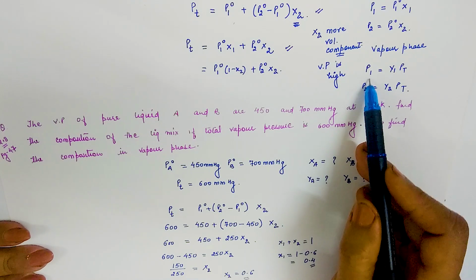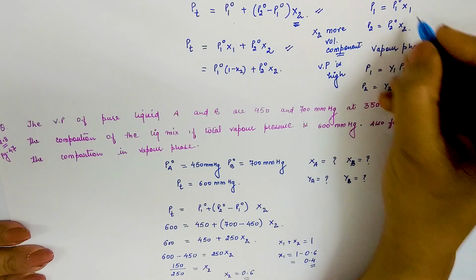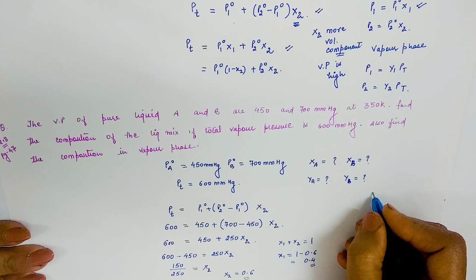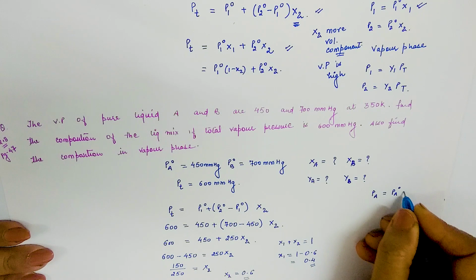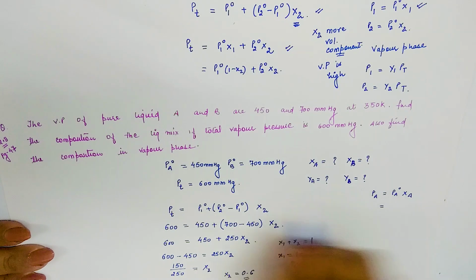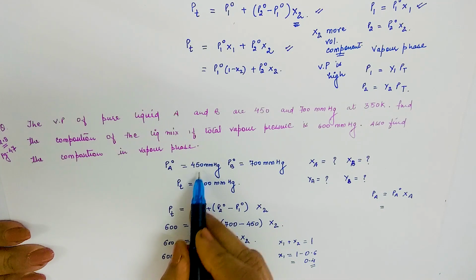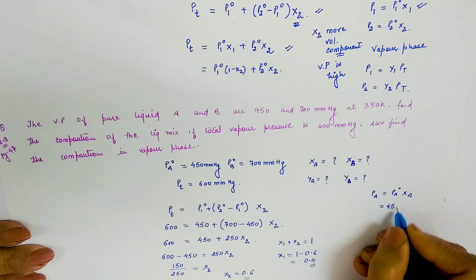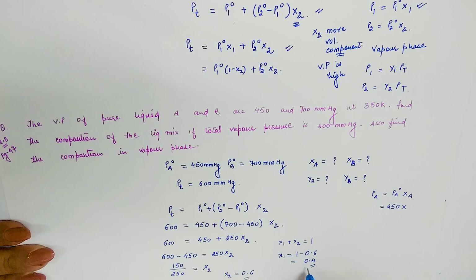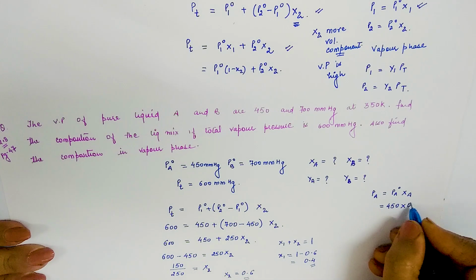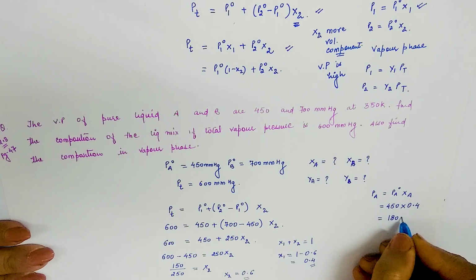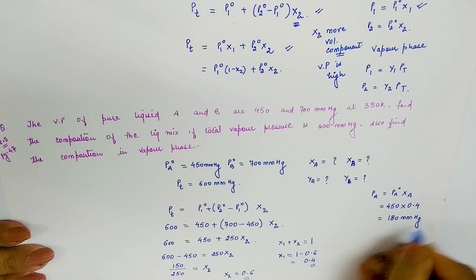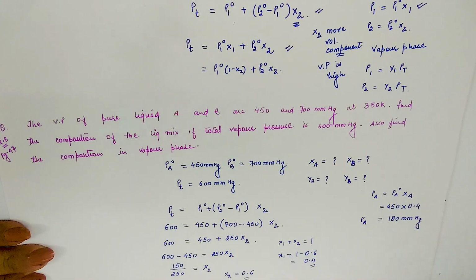This P1 is not given to me in the question. Now I know one more formula which I have written here. This P1, or in the question I am writing, PA is equal to PA naught XA. Now what is PA naught given to me in the question? 450. So this is 450 into what is XA coming out to be? 0.4. So 450 into 0.4, it is 180 mmHg. So my PA I have found out.